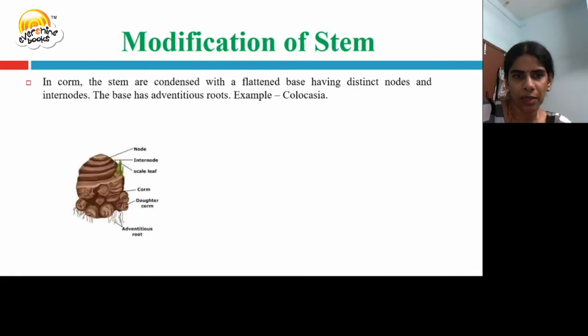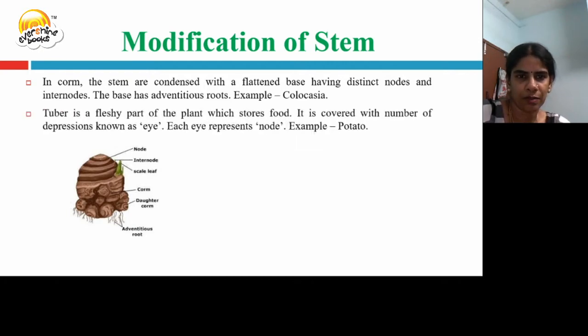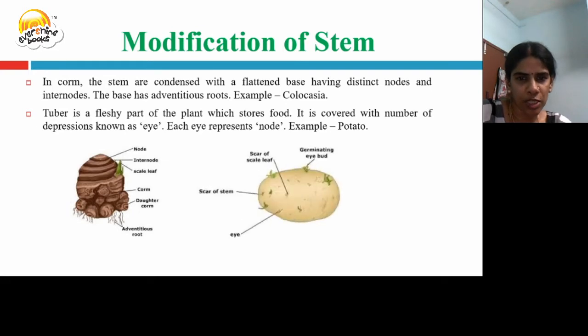Next is corm. You can see it in Colocasia, where the stems are reduced, condensed with a flattened base, having nodes and internodes, with the base having adventitious roots. Tuber, for example a potato, is a fleshy part of the plant which stores food. It is covered with a number of depressions known as eyes. Each eye represents a node. Tuber is seen in the example of potato.